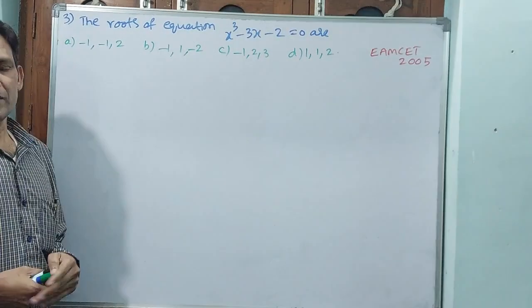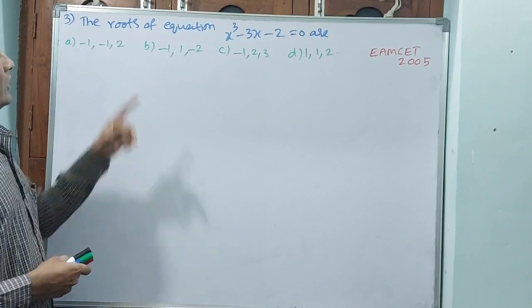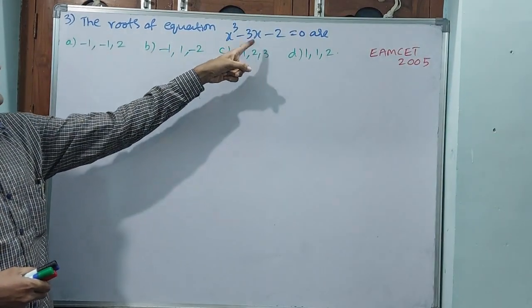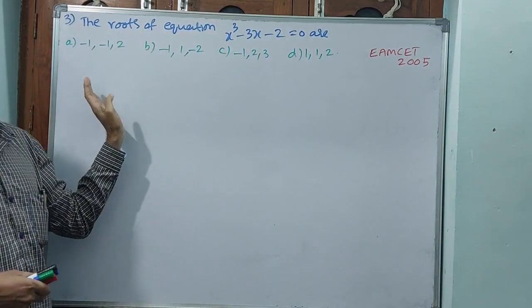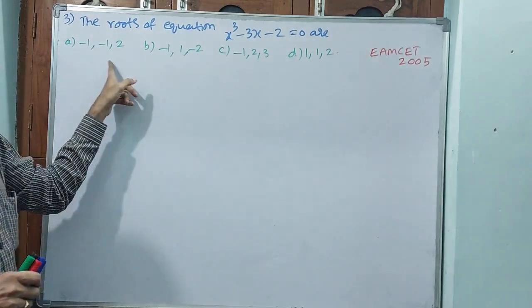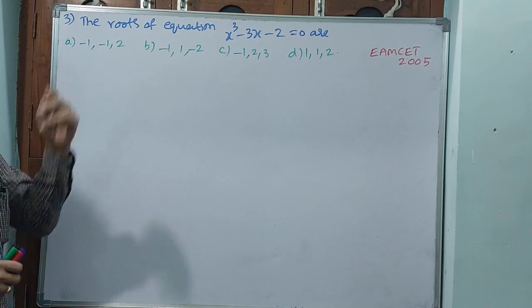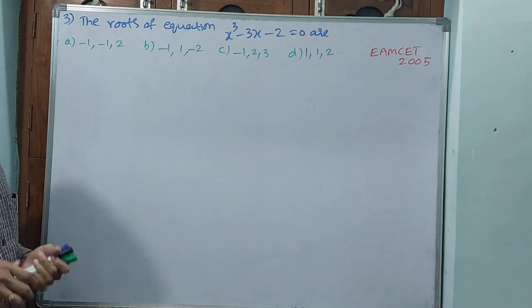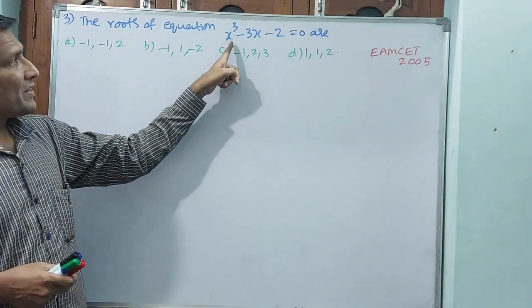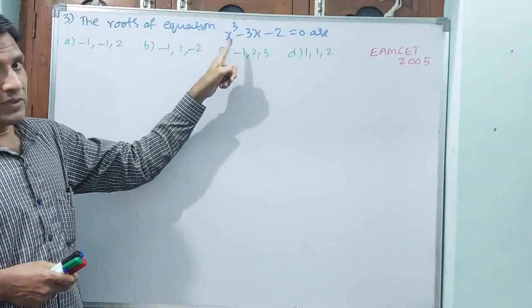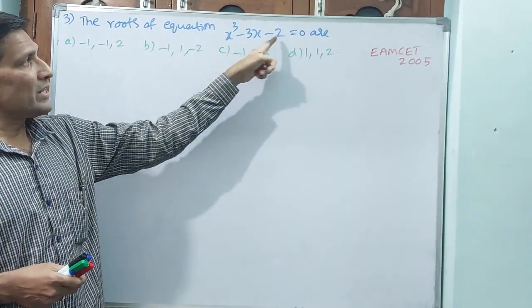Okay? See third question. The roots of the equation x cube minus 3x minus 2 equal to 0 are. That means see, 3 roots will come, 3 answers are there, 3 solutions, x values. Okay? Eamcet 2005 question. If you observe carefully here, after x cube, the x square term is not there. After x cube, minus 3x minus 2 is there.